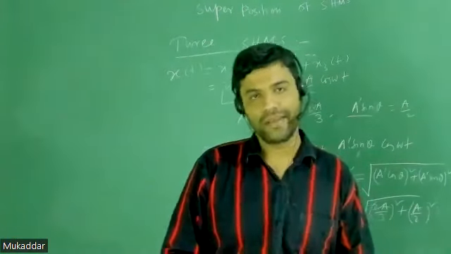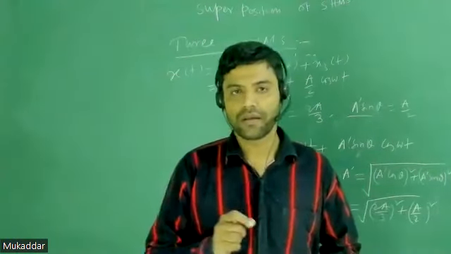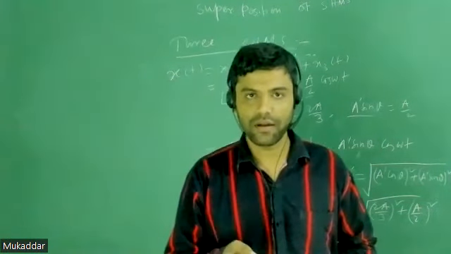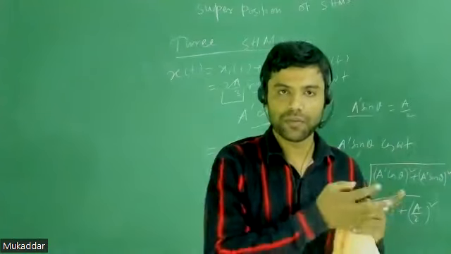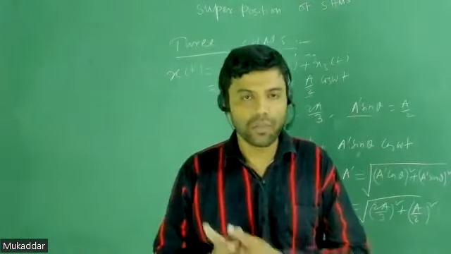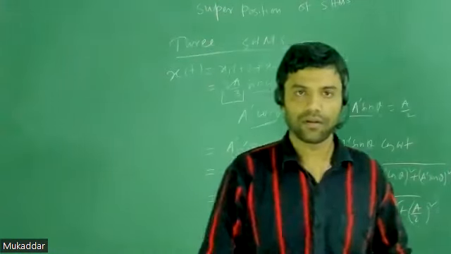Okay, so A will always be the square root of (A cos theta) squared plus (A sin theta) squared. And what is A cos theta? The coefficient of sin omega t will be your A cos theta, and the coefficient of cos omega t will be your A sin theta. That you have to substitute.